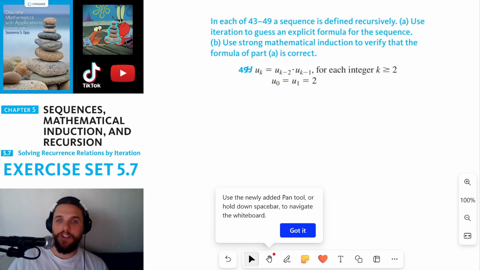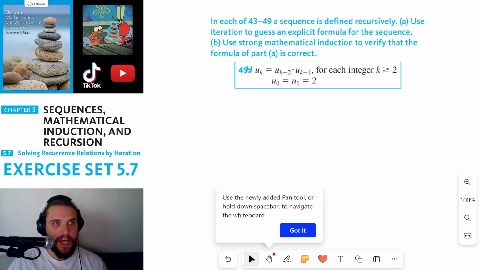The sequence here is u sub k equals u sub k minus 2 times u sub k minus 1. Basically, this just means that each term is determined by the multiplication of the previous two terms. So if you want to find the next term, you just have to take the last two terms and multiply them together. But that only works for each integer k greater than or equal to 2, and u sub 0 and u sub 1 are defined to be 2.